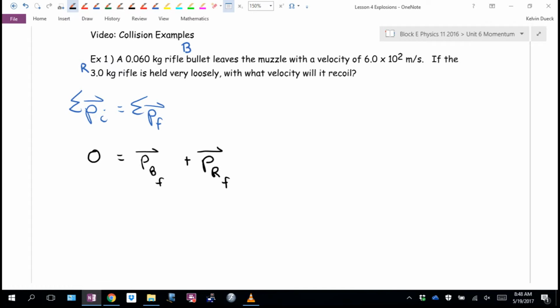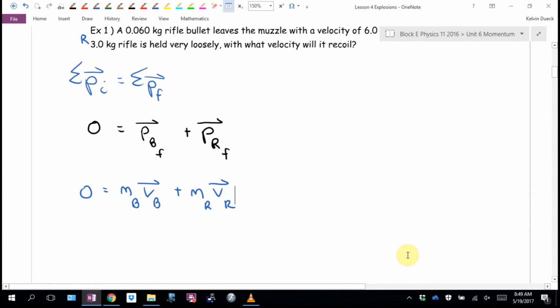Momentum is what times what? So this is going to end up being mass bullet v bullet plus mass rifle v rifle. What does this question want me to find? Okay. If I'm going to get this by itself, I guess I'll minus this to that side. It's just going to become negative over there because there's a 0 there. And then divide by the mass of R. I think I'm going to end up with this.